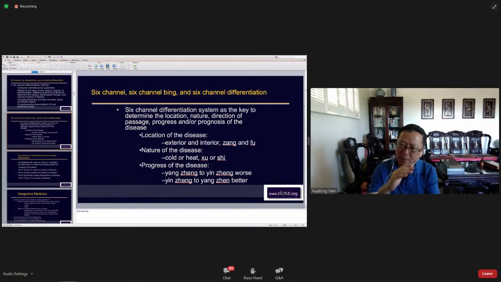Where this pattern is, how to address that. This is basically the general consensus. It's from Yang to Yin, Taiyang to Shaoyin, Taiyang to Jueyin, that basically indicates the progression of disease, getting worse. Or from Yin to Yang, from Jueyin back to Shaoyang, so that indicates improvement.